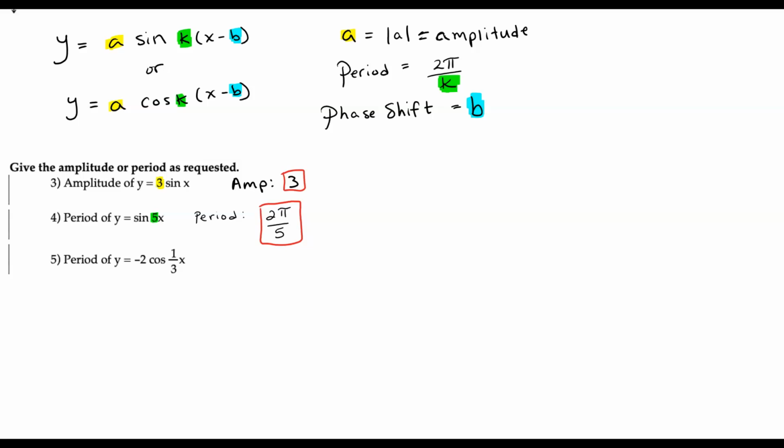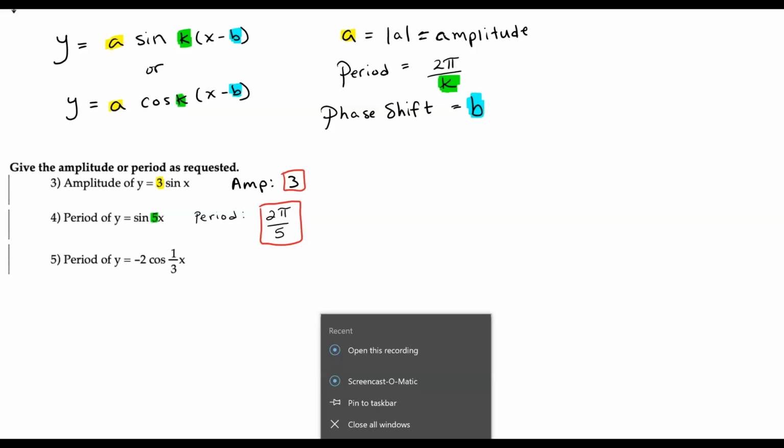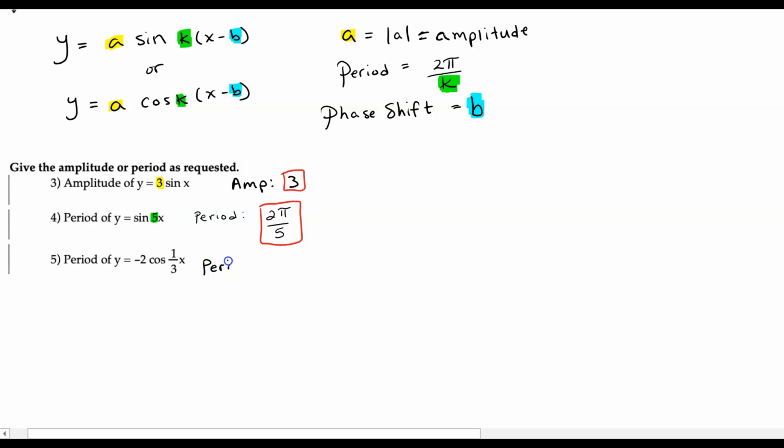In the last question here, we are asked to find the period of y equals negative 2 cosine of 1/3 x. Again, this is very similar to the last problem in that we're going to take the period 2 pi divided by the value that we have written in front of x, which in this case is 1/3. So 2 pi divided by 1/3 is equivalent to 2 pi times 3 over 1, which gives us 6 pi. So in this case, our period for problem number 5 is 6 pi.